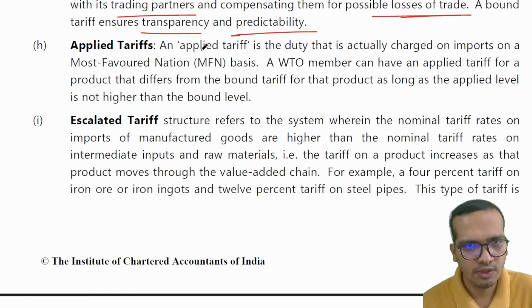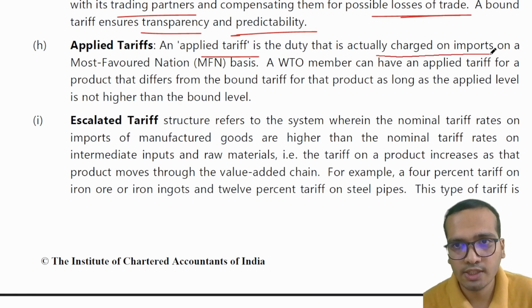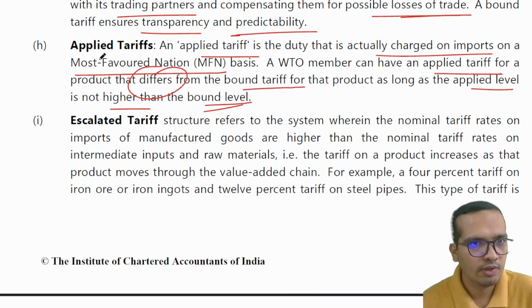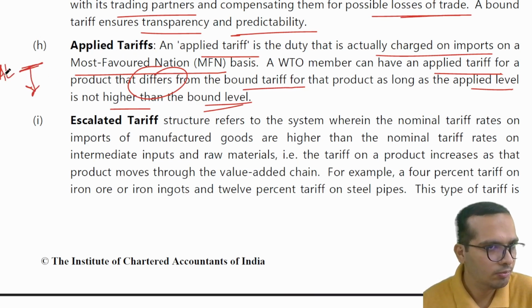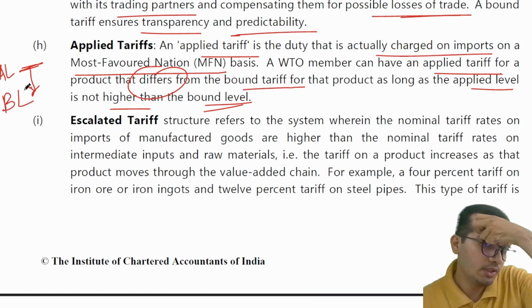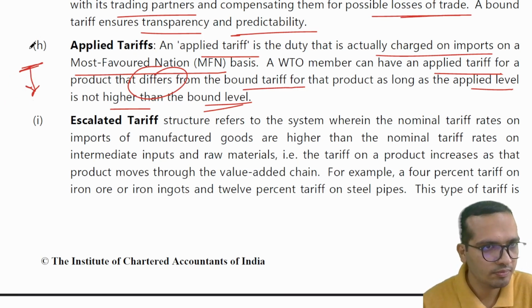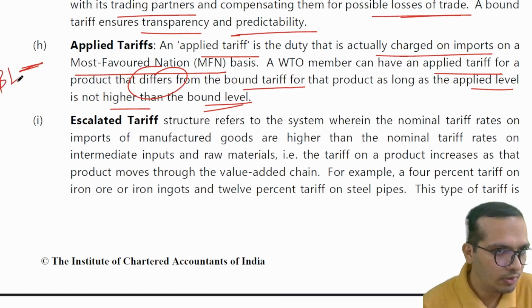फिर आता है applied tariffs. Applied tariff is the duty that is actually charged on imports on a most favored nations basis. A WTO member can have an applied tariff for a product that differs from the bound tariff for that product as long as the applied level is not higher than the bound level. applied level bound से नीचे चाहिए. Applied level, bound level, sorry उल्टा. बाउंड बोलते मैक्सिमम, बाउंड लेवल अप्लाइड.